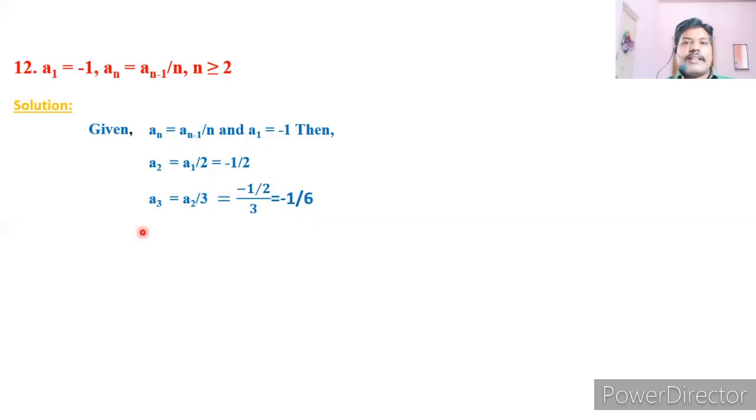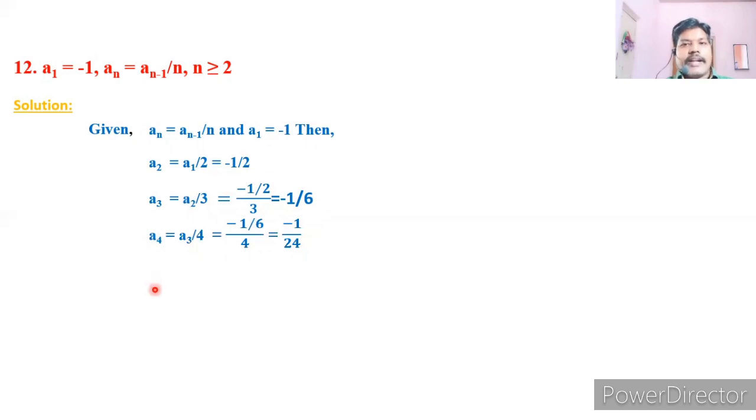Similarly, calculate the fourth term also. So what is a4? Just replace n is equal to 4. So n is equal to 4, a4 is equal to an minus 1. So 4 minus 1, it will become a3 by 4. Already you know the a3 value, minus 1 by 6. Replace the value here, you will get minus 1 by 6 whole by 4. It will become minus 1 by 24.